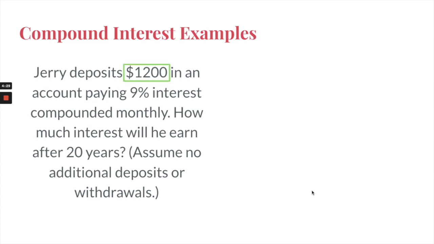So again, our key numbers here are $1,200, so that's what he's depositing, that's P. A 9% interest rate is going to be compounded monthly, so n is going to be equal to 12 because there's 12 months in a year. And we want to know how much interest he's going to earn after 20 years. Now notice that this question is different than what is the balance of the account. Now we just want to know just how much they're adding in interest. So there's going to be an additional step in this problem.